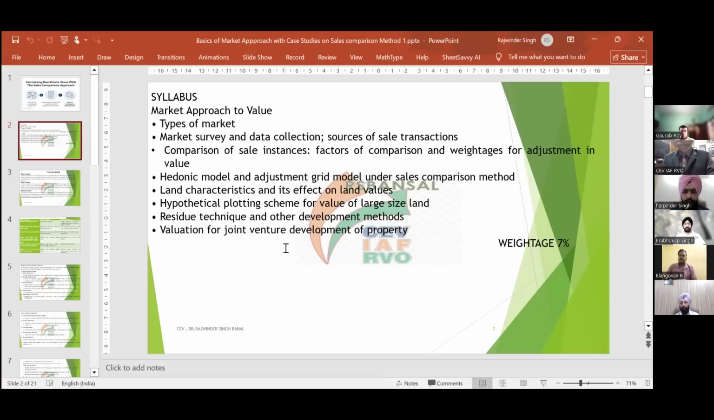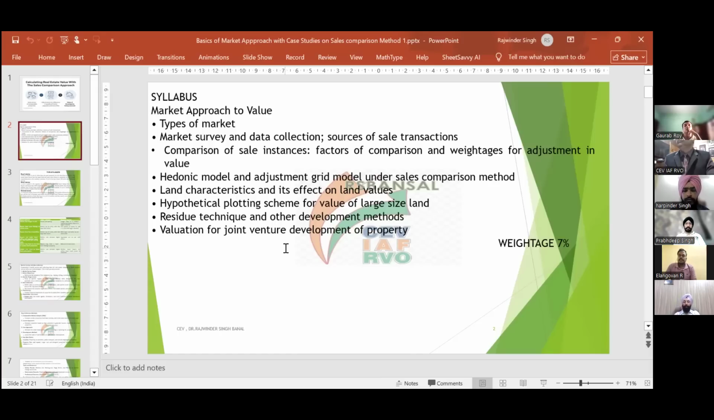So residual technique, what is residual technique? Here, as in the cost approach, you know there are three things involved in it. Total value is equal to cost of land plus depreciated cost of the building. So if any two are known to you, you can find out the third one. So that is residual technique. And then other development methods.